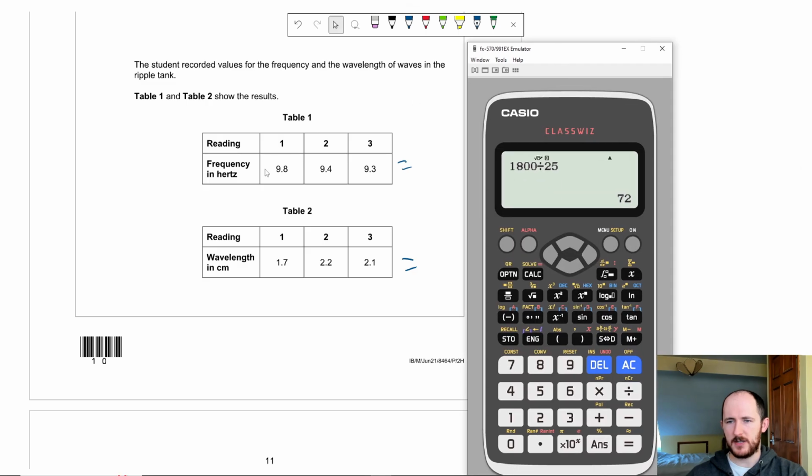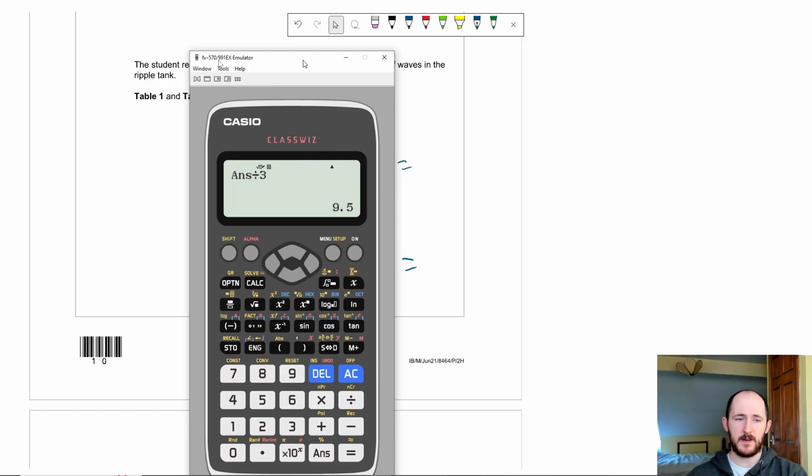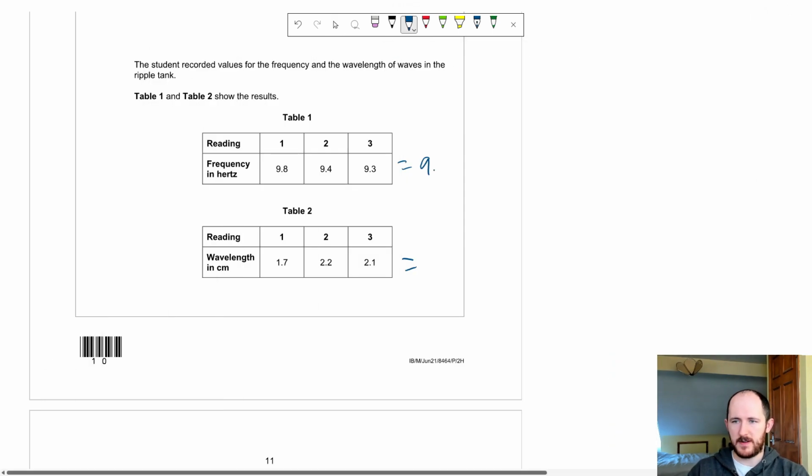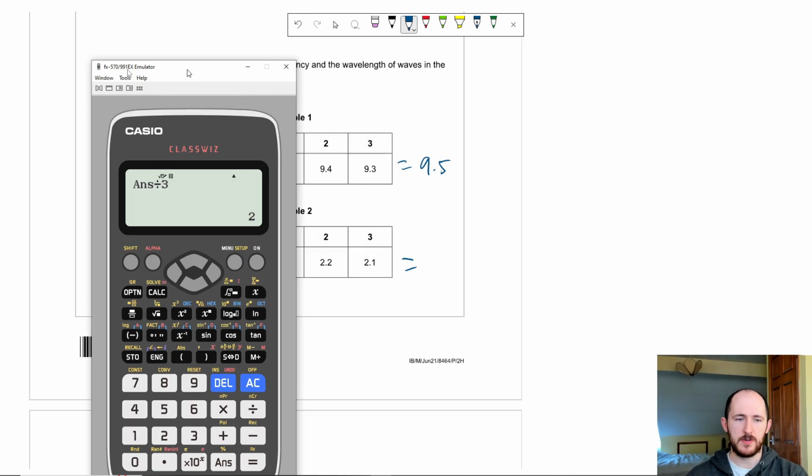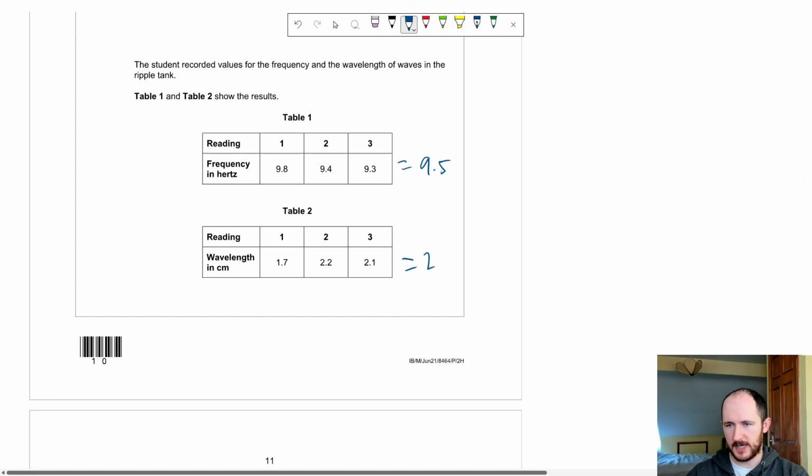The mean is you just add up the values, so 9.8 plus 9.4 plus 9.3, and you divide it by the number of values, in this case 3. Let's see if I was right, 9.5. So the average there is 9.5 hertz. Let's do the same for the centimeters. So we have 1.7 plus 2.2 plus 2.1 divided by 3. We get 2, so 2 centimeters for the wavelength, which again we need to convert into meters by dividing by 100.